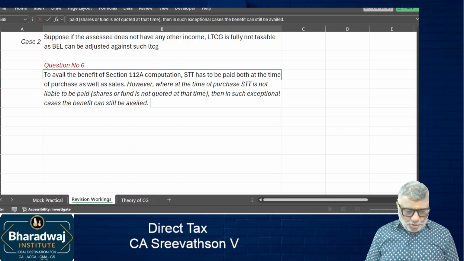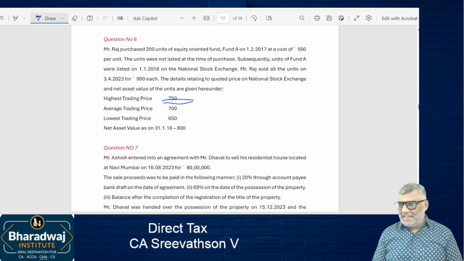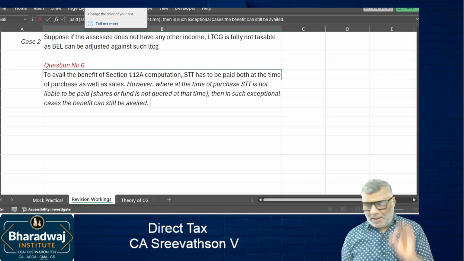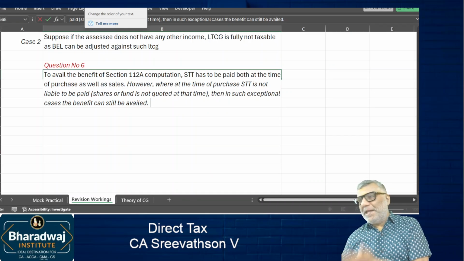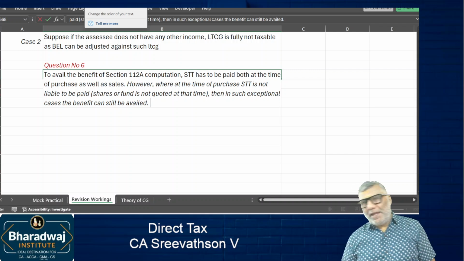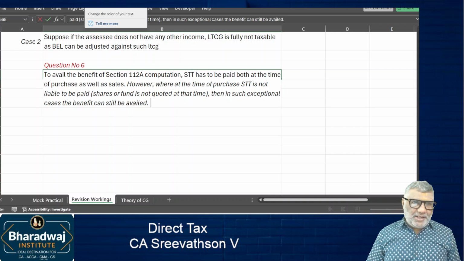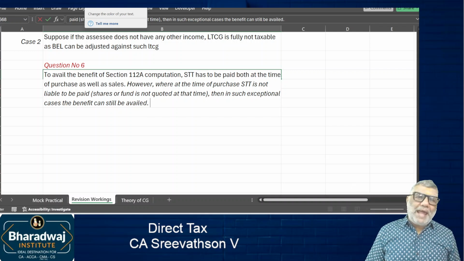Okay, not going into the mode of computation because it is the same. But remember this, it's an exception. You are not liable to pay, that's why you have not paid. Okay, not that you have evaded it, avoided it, but you are not liable to pay.